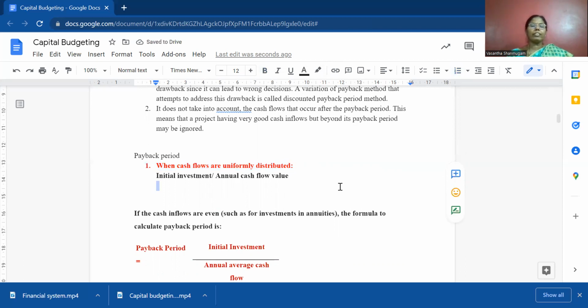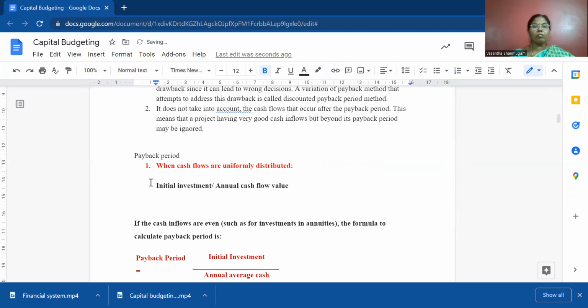It means that every year, for example, let us take a project with an investment of 1 lakh that is able to generate a cash inflow over a period of 5 years of 10,000, 10,000 each year. That is called a uniform cash flow. So when the cash inflows are uniform, we have to apply this formula: initial investment divided by annual cash flow value.